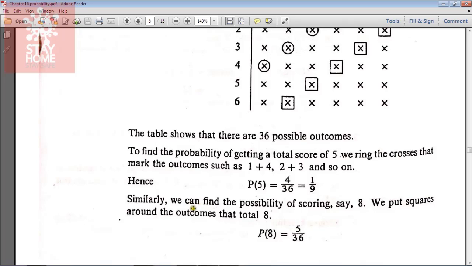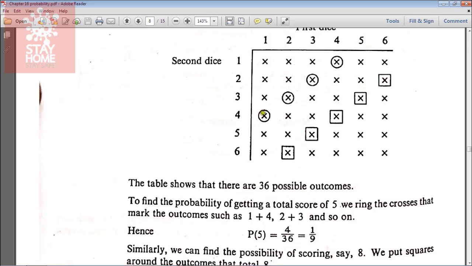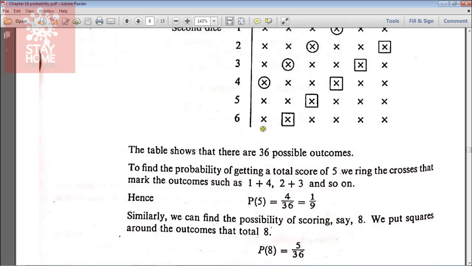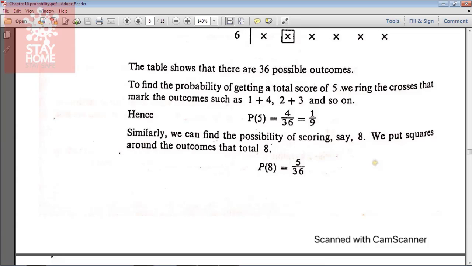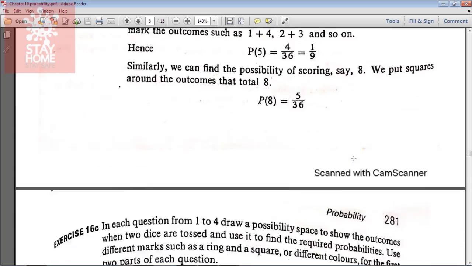If we want to find the probability of scoring 8, so what will it be? 2 and 6, 8; 3 and 5, 8; 4 and 4, 8; 5 and 3, 8; 6 and 2, 8. You can take help from the previous slide, because on that slide it would be easy to understand the things. So now there are 5 values, 1, 2, 3, 4 and 5 values. So 5 over 36, that will be the probability of having score 8.